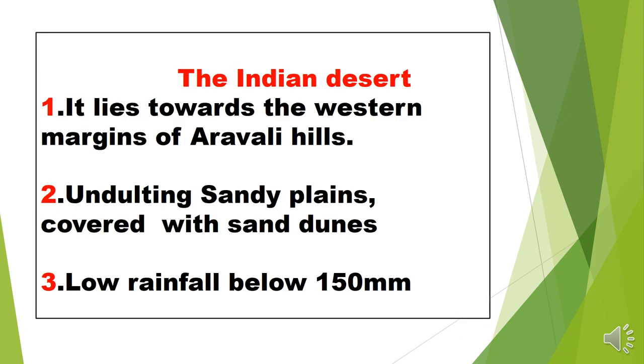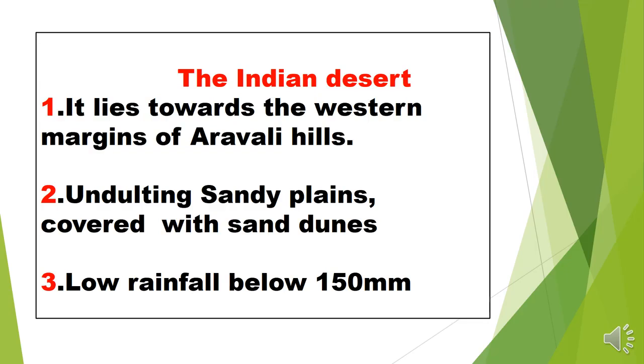So the first landform is the Indian desert. The Indian desert is located in the western part of the country, and we can say that it lies toward the western margin of the Aravalli Hills. The Aravalli Hills are located in Rajasthan. So the Indian desert is located in the western part of the Aravalli Hills. The Indian desert area is formed by an undulating sandy plain. Undulating means like a movement of the plain area, and it is covered by sand dunes.